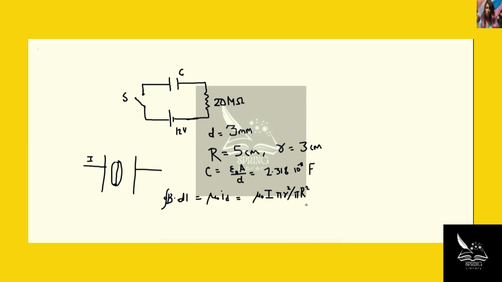So the magnetic field in this case is given as mu naught times the current I which is flowing in the wires at the given time t. The pi cancels out, and from the integral of B dl, the equation is B equals mu naught I r divided by 2 pi capital R squared. Since we know all the terms in this equation except for I, we now find what I is.